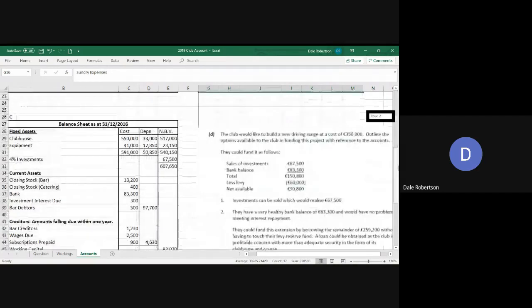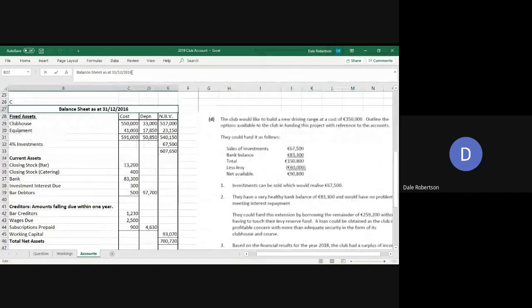Now, at the end of the year, 2018 again. At the end of the year, you have a clubhouse of 550. Now, the 33,000, remember, is the combined depreciation, 22 from the previous 2 years and then 11 this year, giving you your net book value. Similarly, this equipment is 41,000, which is 25 plus 16. Sorry, 26 plus 15. And the depreciation on that, well, that is the previous 2 years plus this year's depreciation. You also have a financial fixed asset called an investment of 67,500.